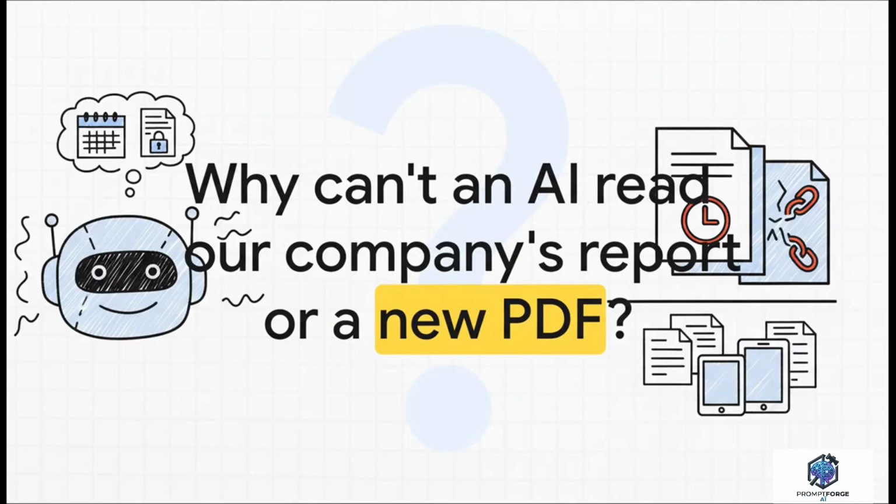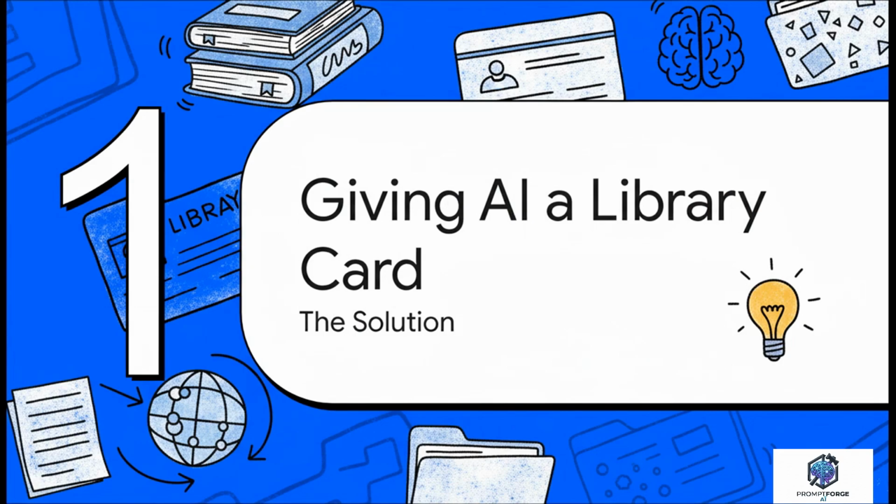So you've got this amazingly powerful AI, right? But have you ever tried to ask it about, say, a report your company just published? Or even just a brand new PDF you found online? Yeah, you probably hit that wall where it says something like, "Sorry, my knowledge was cut off in 2023." It's a huge problem, and it really limits what we can do with these models. So, how do we fix this?